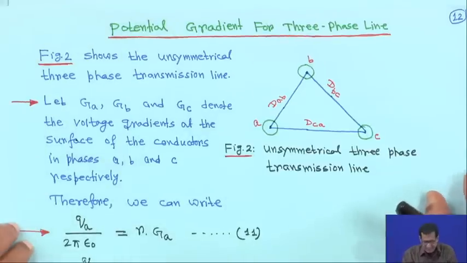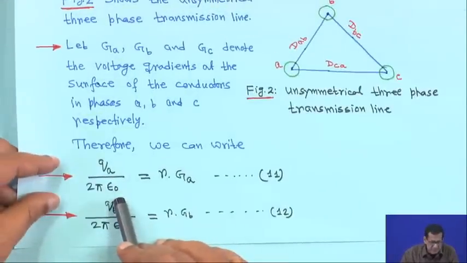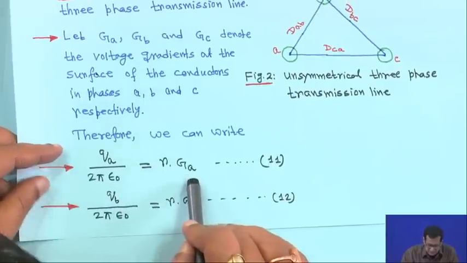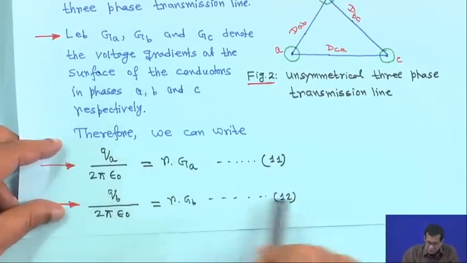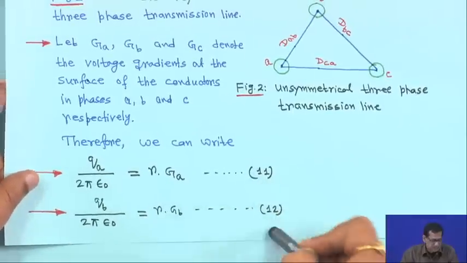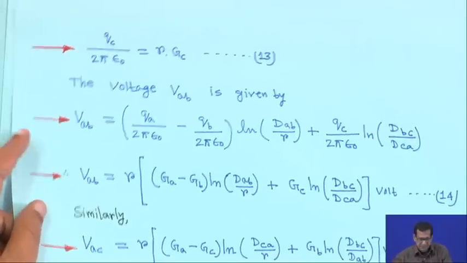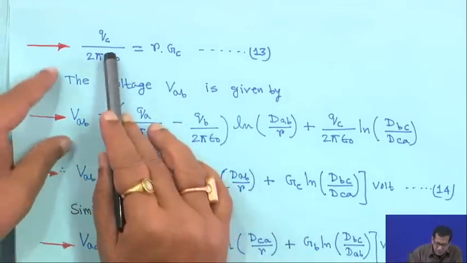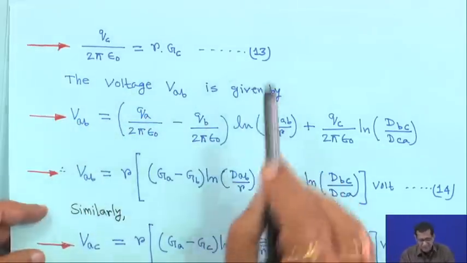Therefore, that is why we are writing here that QA upon 2 pi epsilon 0 is equal to R into GA. Similarly, we are writing QB upon 2 pi epsilon 0 is equal to R into GB. This is equation 11, this is equation 12. And similarly, QC upon 2 pi epsilon 0 is equal to R into GC. This is equation 13, right.